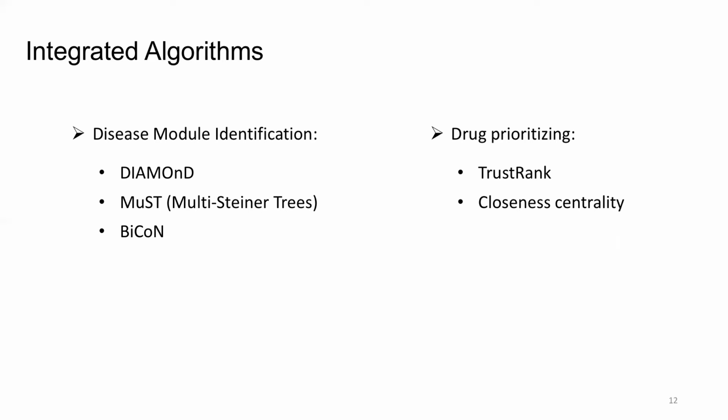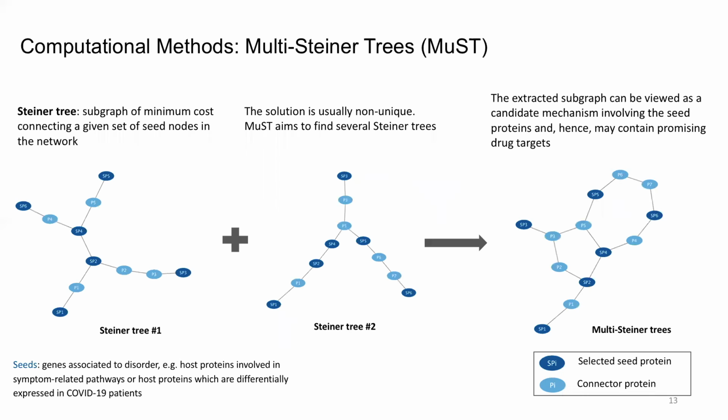We have implemented multiple network-based algorithms in our platform for the disease module identification and drug prioritization steps of the full drug repurposing pipeline. We implemented a modified version of standard closeness centrality to rank drugs. Here we compute the centrality with regard to only the selected set of seed nodes and not all the nodes in the network.